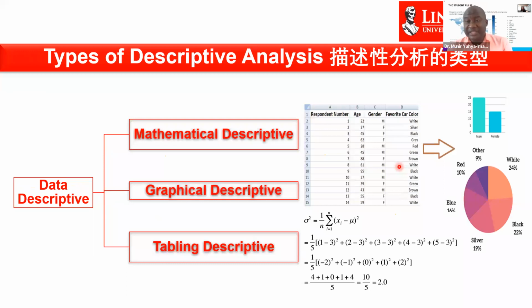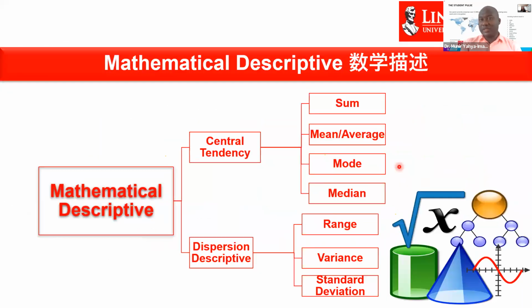Now, we also have various types of descriptive analysis, which can be further divided into mathematical descriptive, which is basically equations, then graphical descriptive, and tabular descriptive. When we talk about mathematical descriptive, we can have central tendency, like I said earlier, which includes sum, mean or average, mode or median. Then we can also have dispersion descriptive, also under mathematical descriptive, which can be range, variance, and standard deviation.